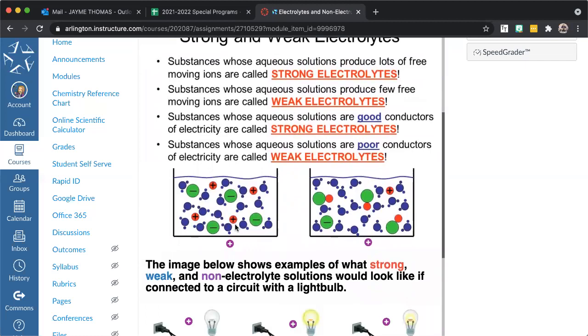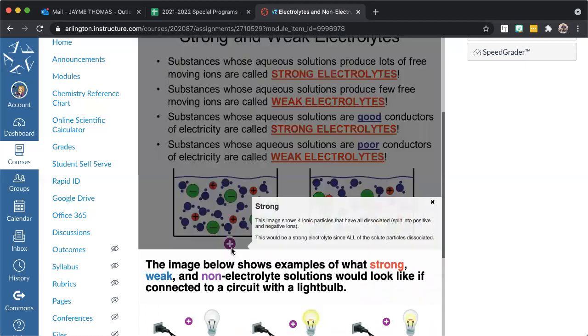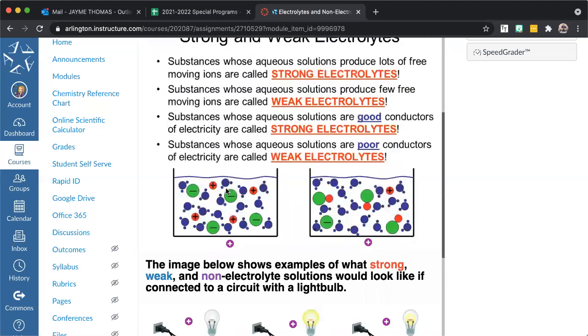And so here's another image. This one here on the left is showing a strong electrolyte. Notice it looks like we had 4 ionic particles, and they all 4 broke apart, because I see 4 negative, the green ones, and I see 4 positives, the red ones. So all of them split apart. They can all conduct electricity.